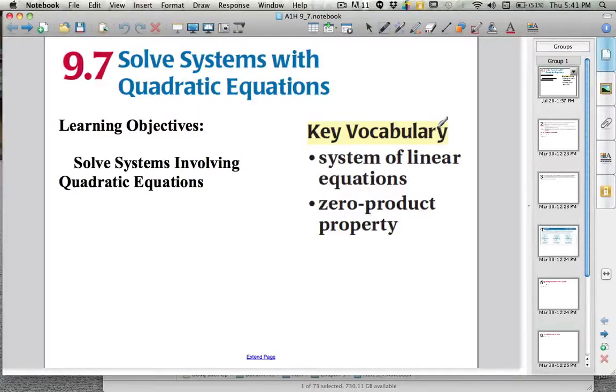For section 9.7, we're going to be working on solving systems that involve quadratic equations. This is very similar to what we did when we solved systems of linear equations, and it calls upon the zero product property, which we've already worked with in solving quadratic functions.